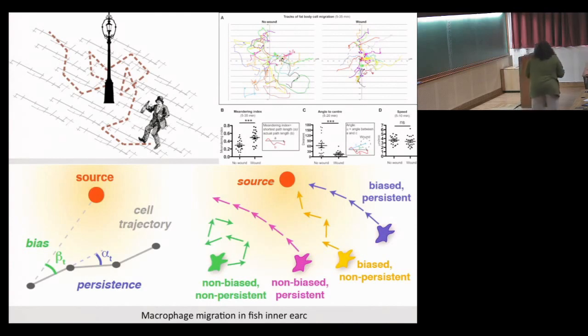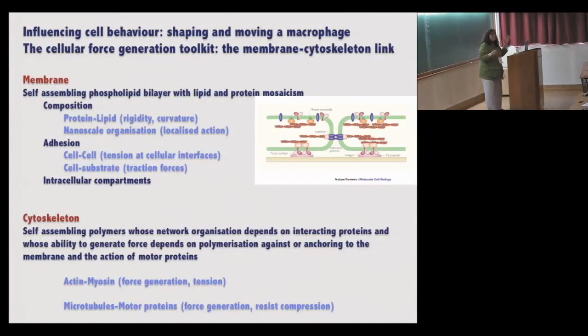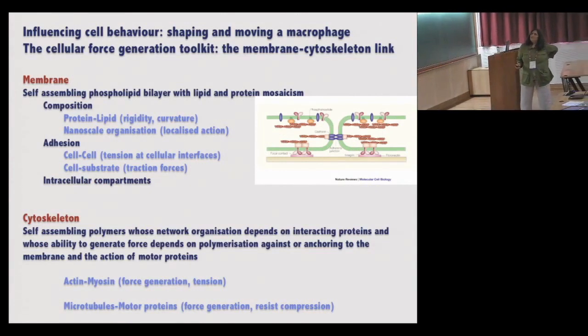Okay, so I just want to use this opportunity to tell you how any cell can change shape or become polarized or move. If you want to influence cell behavior, you need to have a toolkit that allows a cell to do that. I'll try and show you that the toolkit responsible for this in a cell is the link between the outer membrane of the cell and the cytoskeleton.